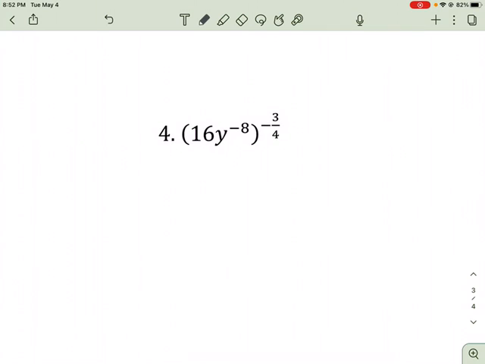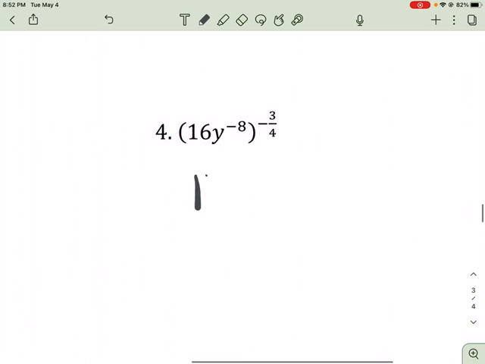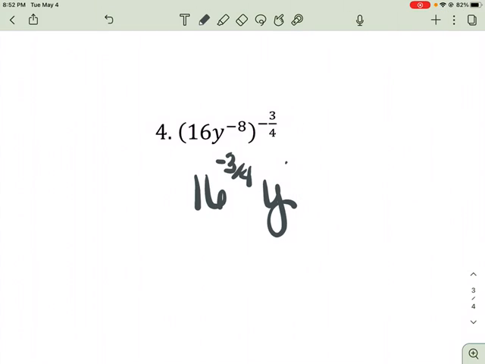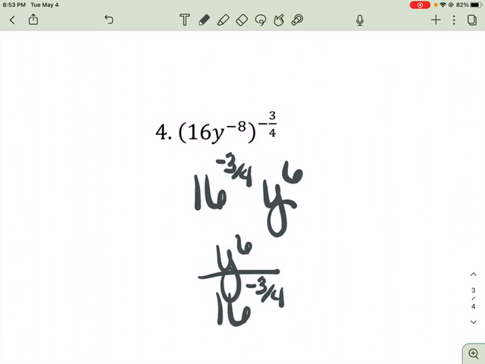Here I'm going to give everybody the negative 3/4 power. 16 to the negative 3/4. And y, so we have to do negative 8 times negative 3/4. So negative 8 times negative 3 divided by 4 is 6. Now the problem is that's a negative, so I have to do 1 over 16 to the negative 3/4. Oops, positive 3/4. Hate when I do that.